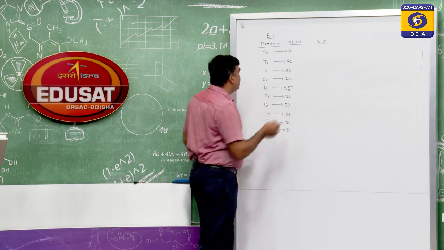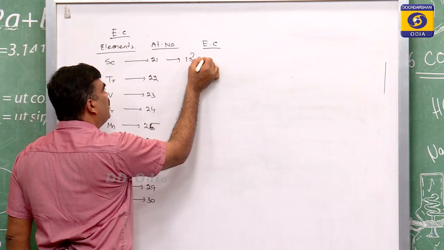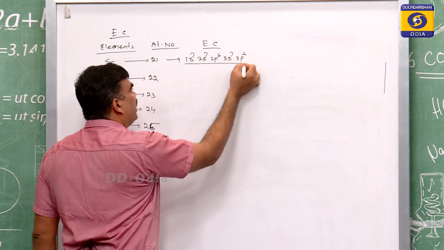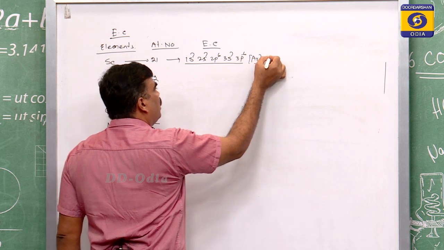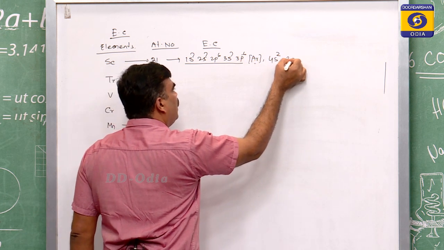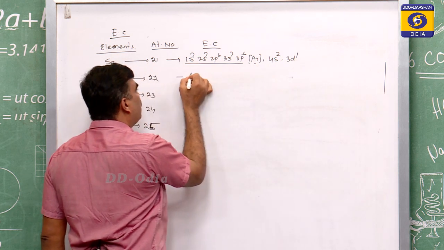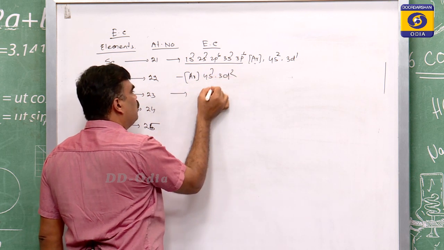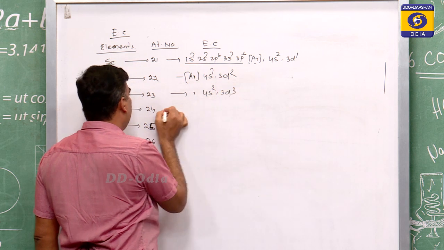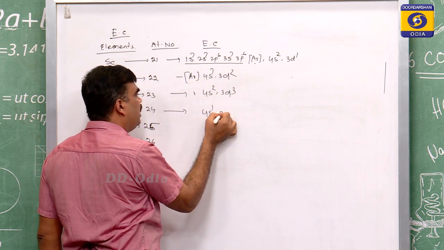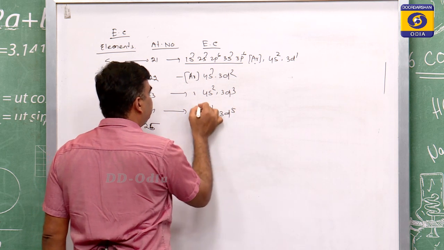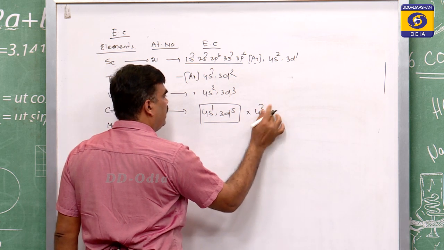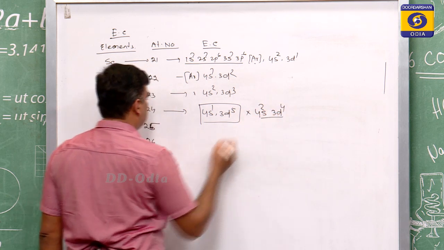Okay? So what is the electronic configuration? It is 1s2, 2s2, 2p6, 3s2, 3p6. Instead of writing all these, I can write argon, then 4s2, 3d1. Similarly, argon 4s2, 3d2, then 4s2, argon, 3d3. In the case of chromium, it is 4s1, 3d5, not 4s2, 3d4. It is not like that.